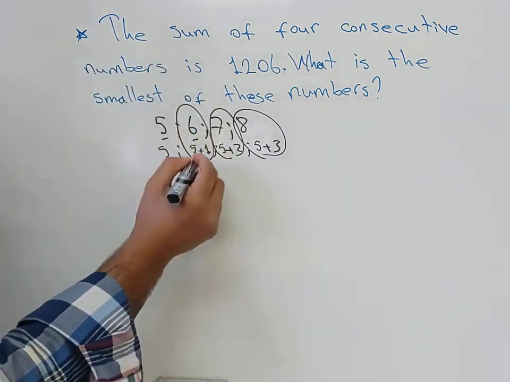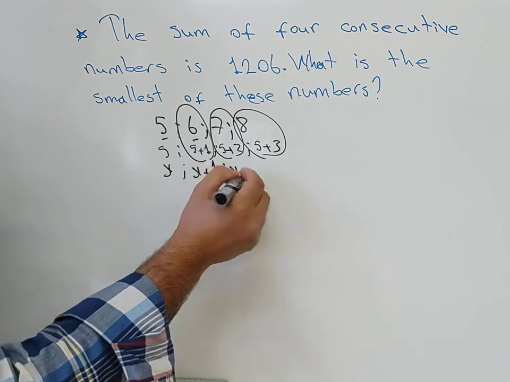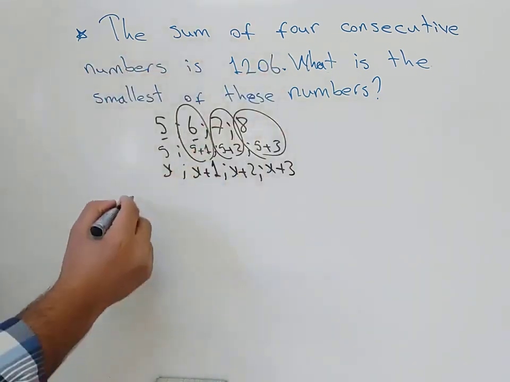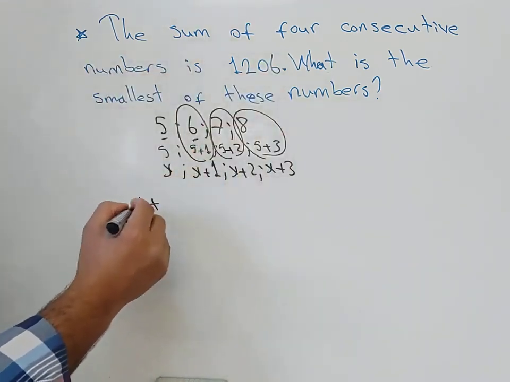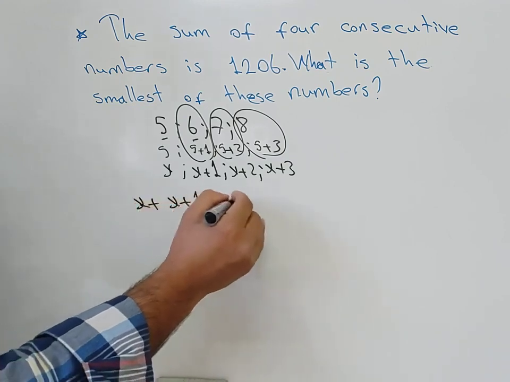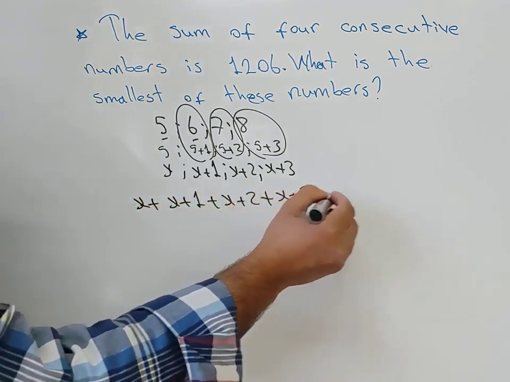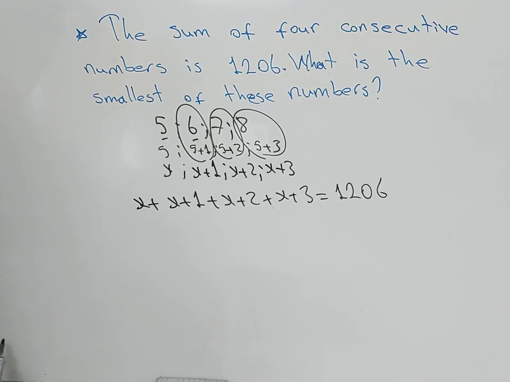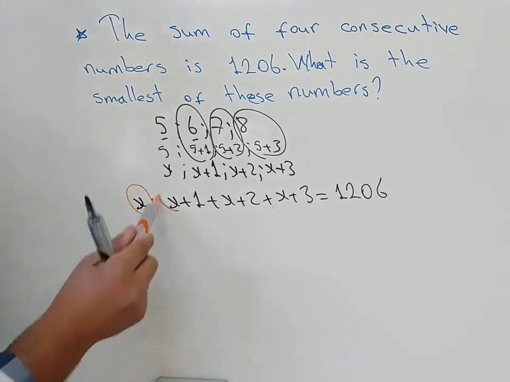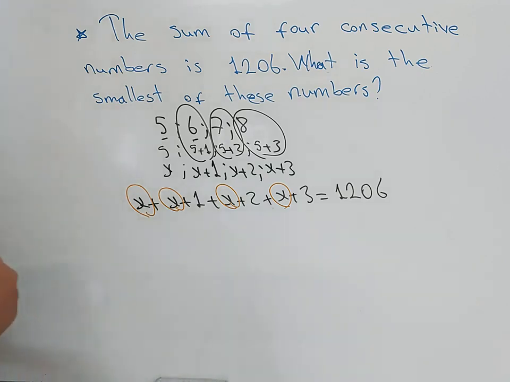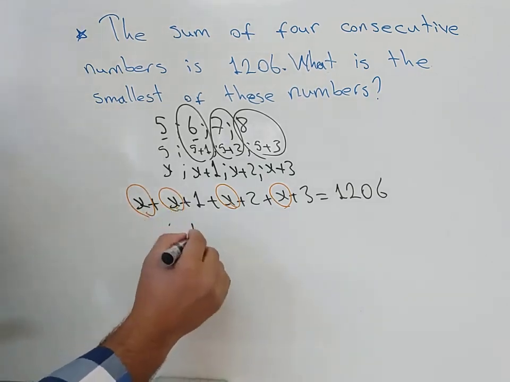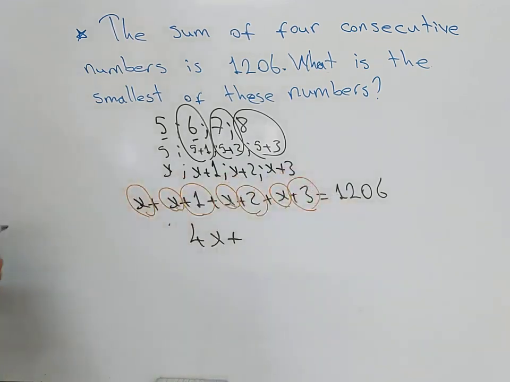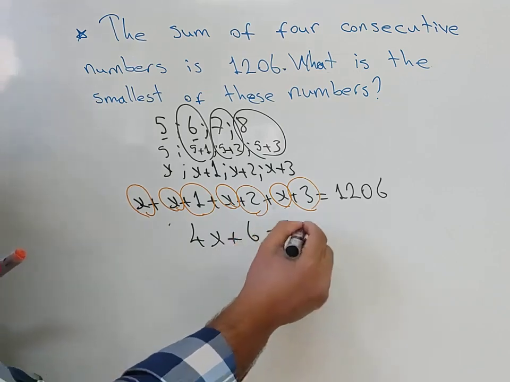So that's going to be x, that will be x plus 1, that's going to be x plus 2, that's going to be x plus 3. Right, so now the sum of them, add them up: x plus x plus 1, x plus 2, x plus 3 equals 1206. When you add them up, you see I have 1, 2, 3, 4x. Add them up, plus 1, 2, and 3, add them up, 6, equals 1206.